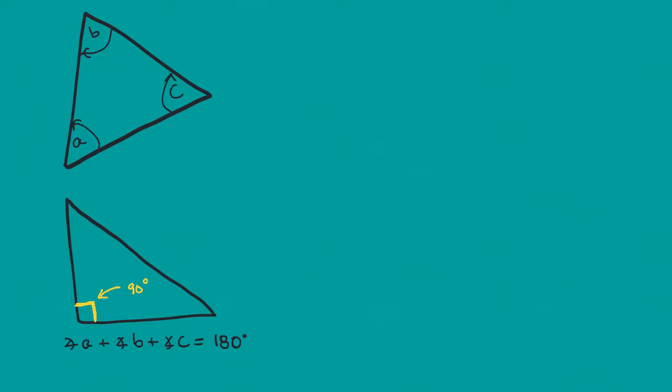So let's do an example. Imagine that you have a triangle. The measurements of that triangle are 43 degrees, 65 degrees, and you're asked to find the measurement of the third side. I'm going to label this X.